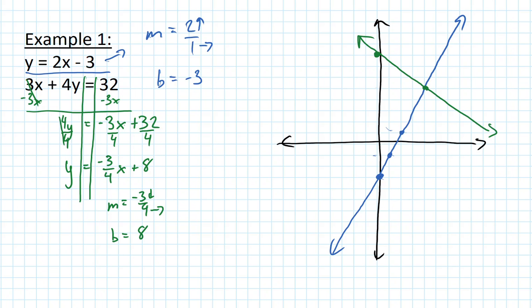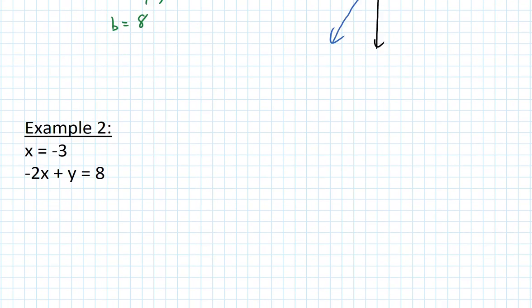My solution then is where these 2 lines intersect, which appears to be right here, which is 1, 2, 3, 4 to the right. So my x value is 4. And it's 1, 2, 3, 4, 5 up, so my y value is 5. So this would be my solution, (4, 5). That's how we solve all of these. Okay? Let's do one more example of this process.